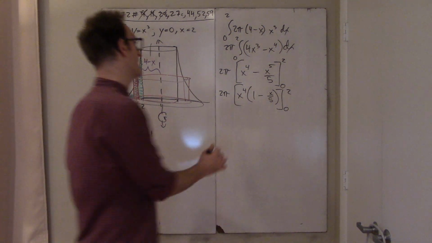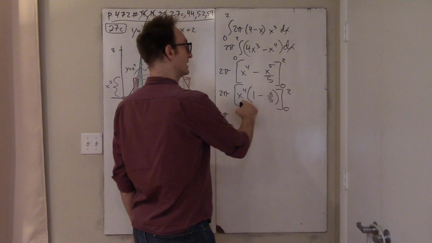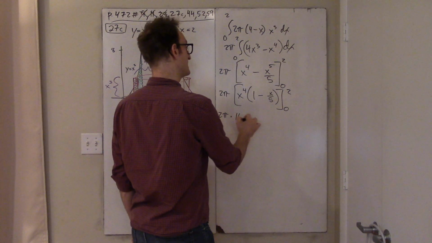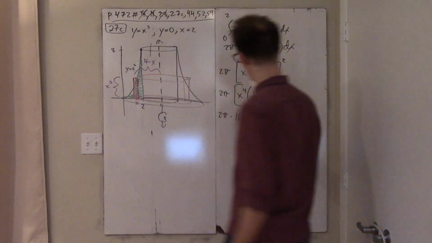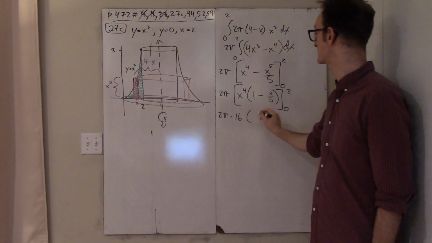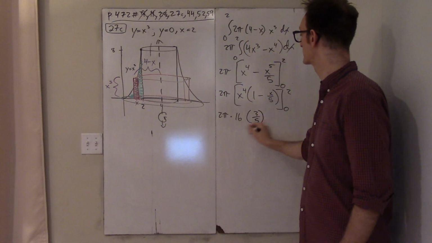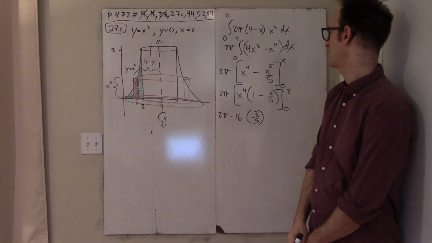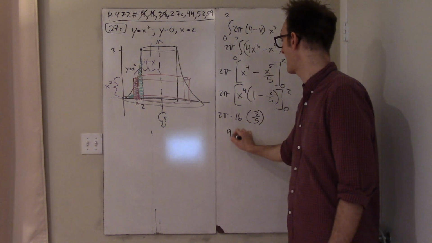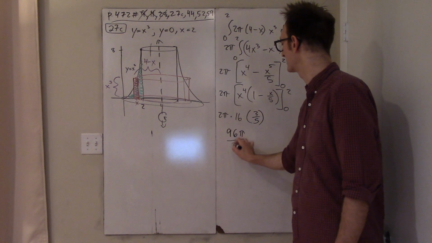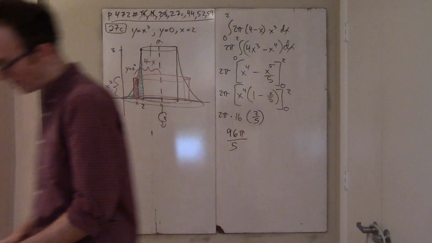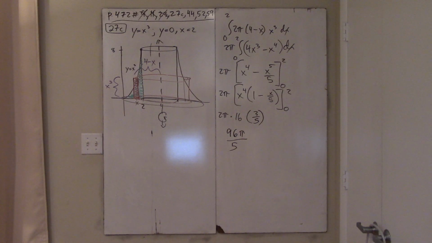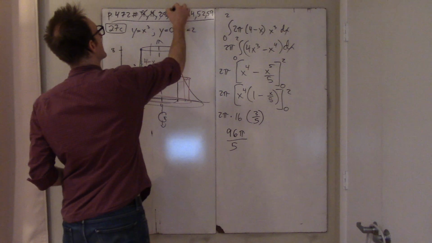Yes, all right. Okay, so I get 2 pi. Here is going to be 16, and here is going to be 1 minus 2/5, so that's 3/5. And so indeed, I get 96 pi over 5, I believe. Could that be right? I bet it is. 27C, 96 pi over 5. Man, I'm so good at calculus.